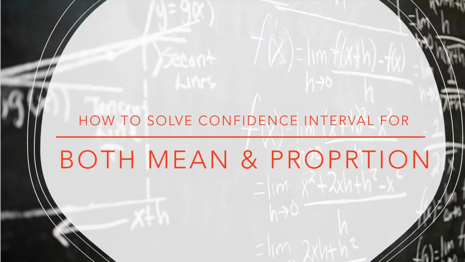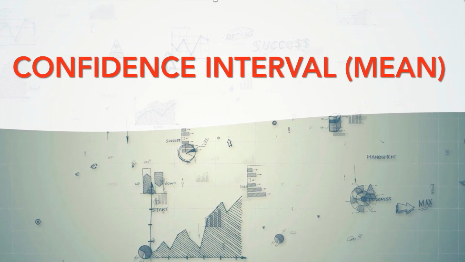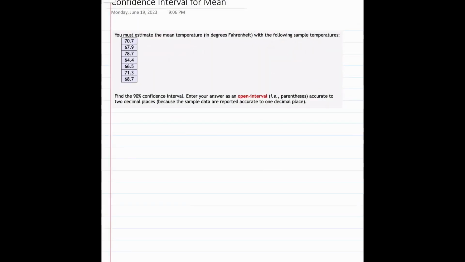How to solve confidence intervals for both means and proportions. This is going to be our first example of a confidence interval for a mean. You must estimate the mean temperature in degrees Fahrenheit with the following temperatures. Find the 90% confidence interval.